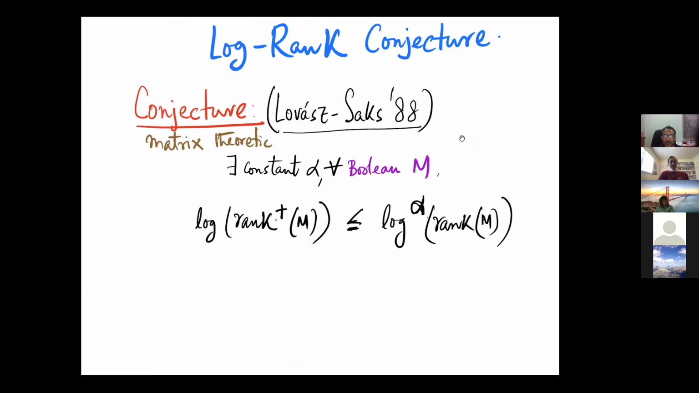Okay, so in the matrix theoretic form, what it says is the following: there exists some universal constant alpha such that for every Boolean matrix M, the log of its non-negative rank is at most a polynomial of the log of its ordinary rank. Namely, the exponent of the polynomial is this universal constant alpha. Okay, this is the essence of the log rank conjecture.